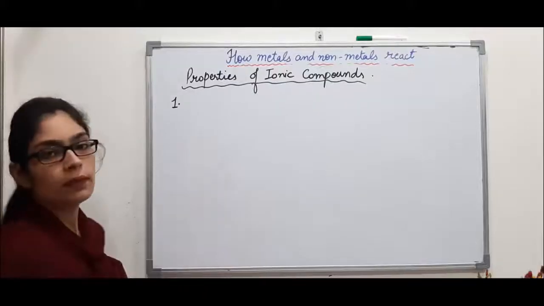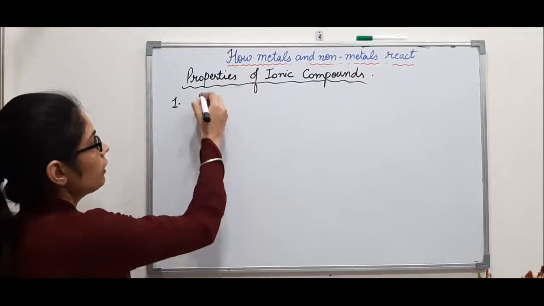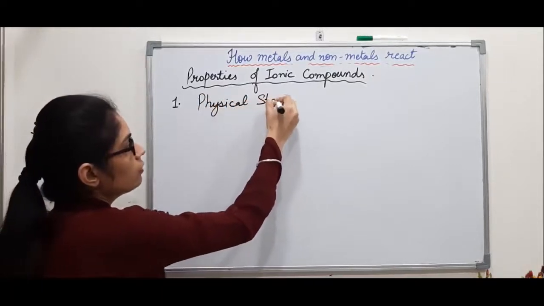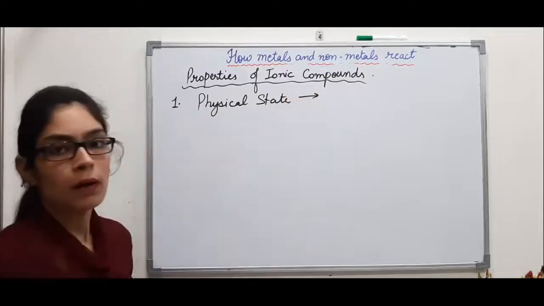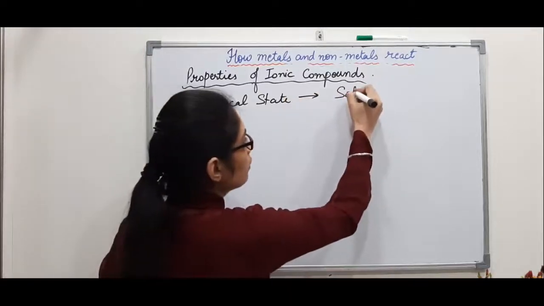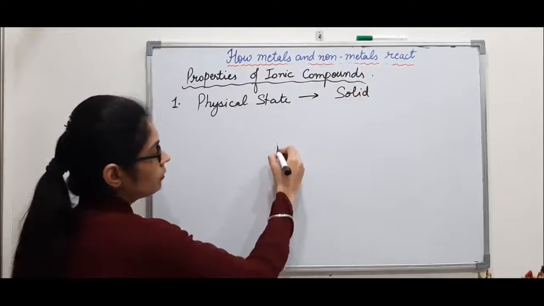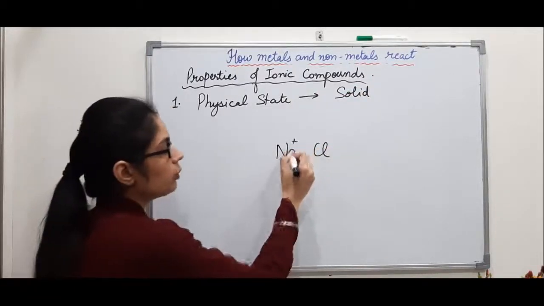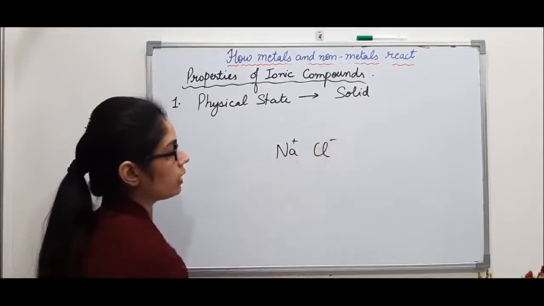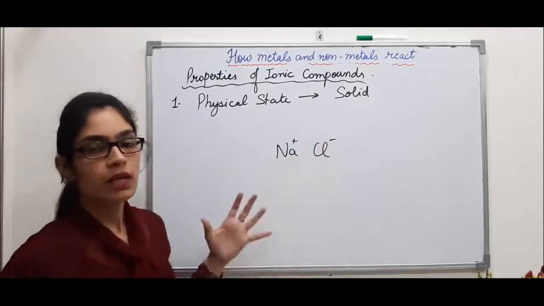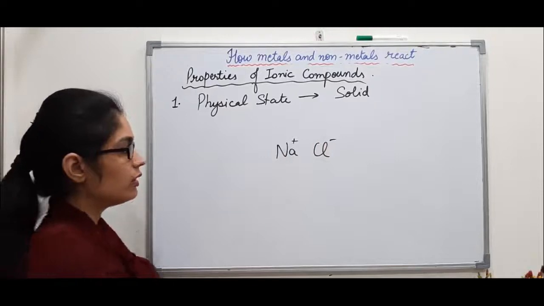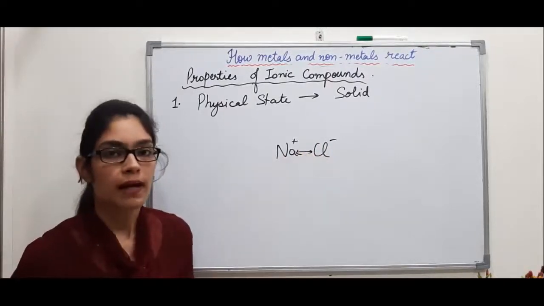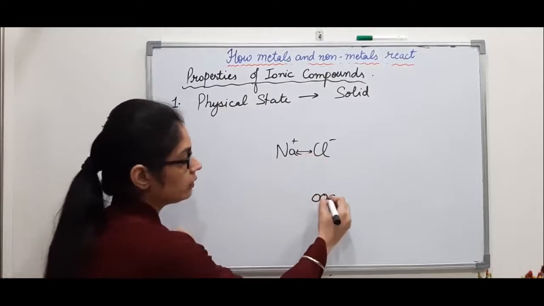Let's do the properties of ionic compounds. First one is physical state. The physical state of ionic compounds is solid. See, NaCl is an ionic compound, this is a positive charge and this is a negative charge. These charges attract with the strongest force, electrostatic force. Due to this force, these particles are closely packed. They are very close to each other like this.